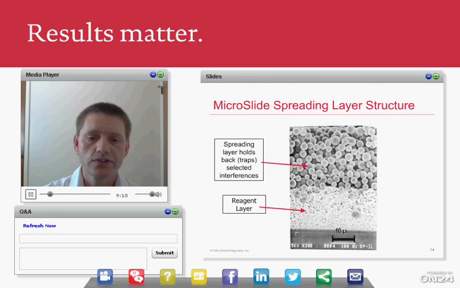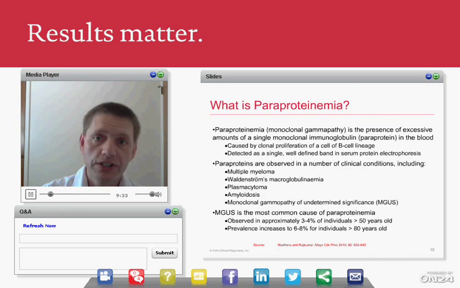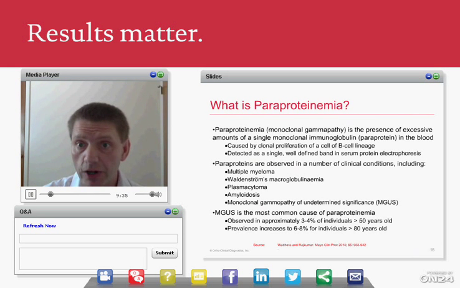So here's just an electron micrograph of the spreading layer. You can see it's a bunch of latex particles, and what this has the ability to do is actually trap a variety of interference, and I'll be speaking about one of those in particular. The interference that I'll be talking about is paraprotein.